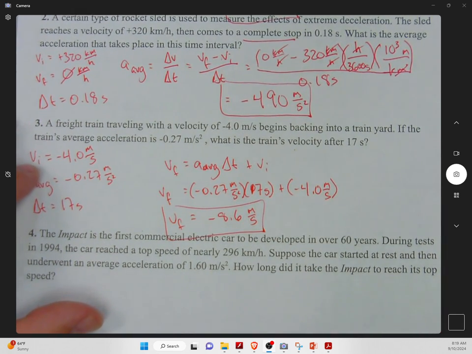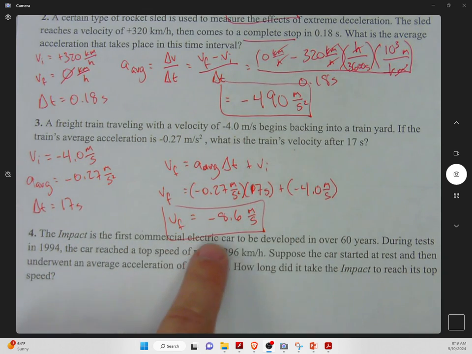And again, looking at the question itself, I see two sig figs, so my answer needs to have two sig figs.